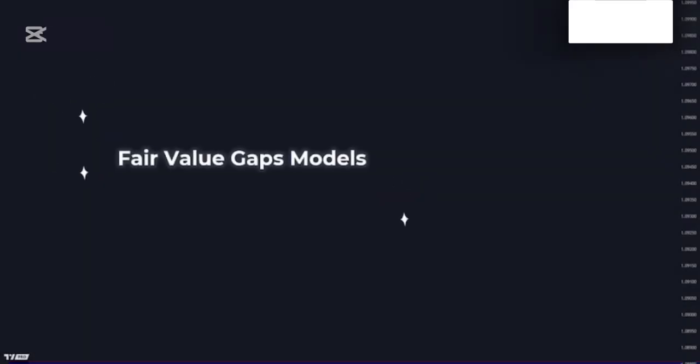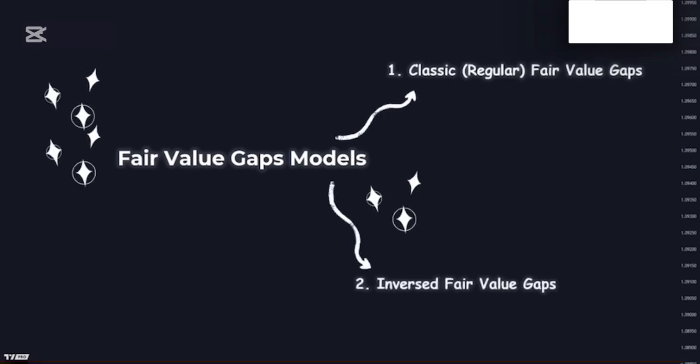They're not just technical gaps, they're liquidity magnets formed by real trader behavior. Understanding this gives you an edge. You're not just trading the pattern, you're trading the reason behind the pattern. Fair value gaps generally fall into two main models, classic and inversed. Let's break down the classic model first, which is divided into two key types.